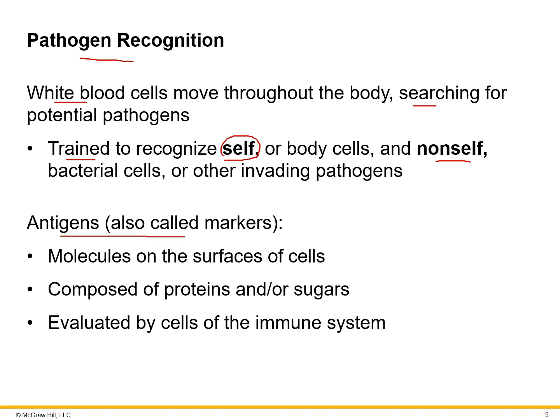So they have different antigens or markers. Those are the non-self things that don't belong. These are molecules on the surface. So again, lipopolysaccharide that's on those gram-negative cell walls, or teichoic acid in gram-positive, different proteins or sugars that we don't produce. So again, it's evaluated then by the immune system.